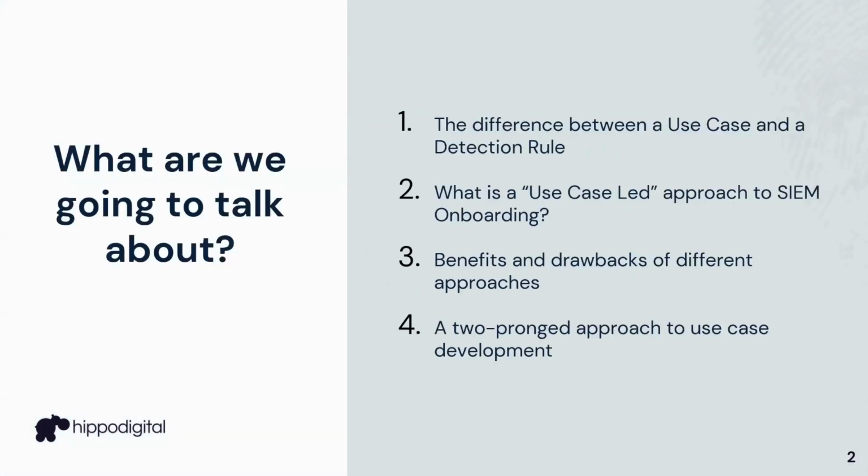I don't want to teach anyone to suck eggs, but I'm going to start really basic with what's the difference between a use case and a detection rule, because I hear them used interchangeably quite a lot in the industry, and I've certainly come across a lot of people who are confused about the difference. Then I'll talk about why it's important and what a use case-led approach is, the benefits and the drawbacks, and then the two-pronged approach that we've developed over at Hippo, which I think is super useful for basically anybody doing this. And then that'll be about it. So let's make a start.